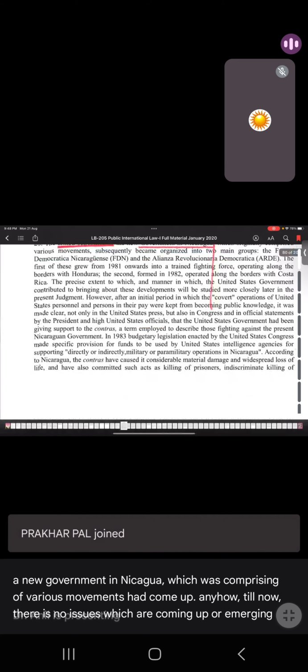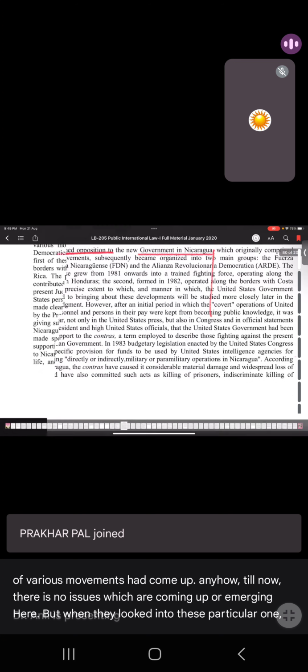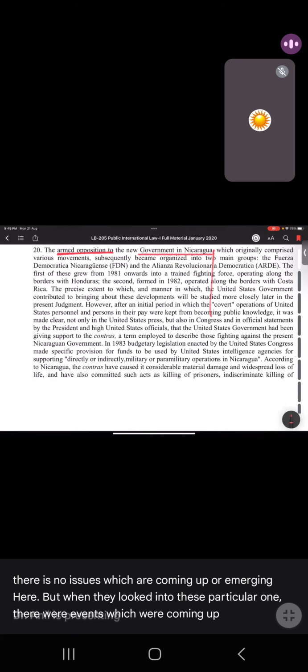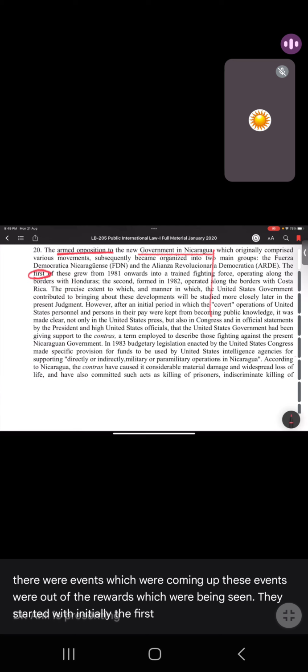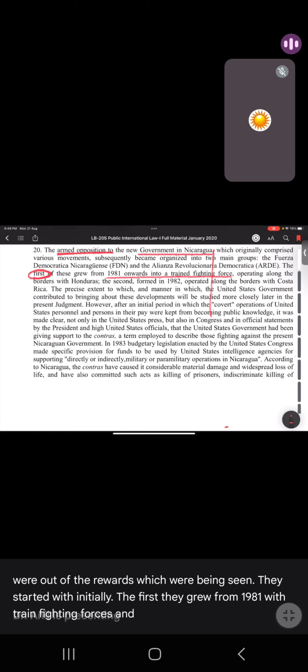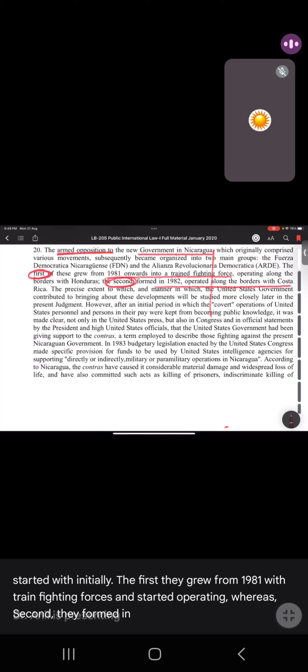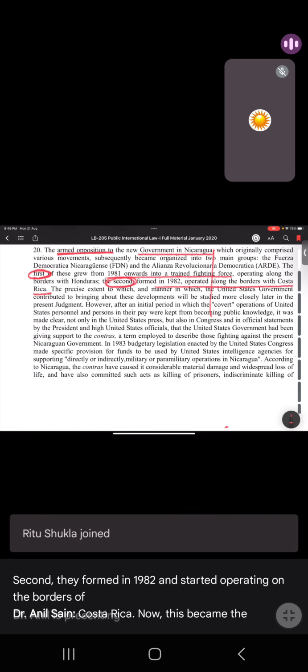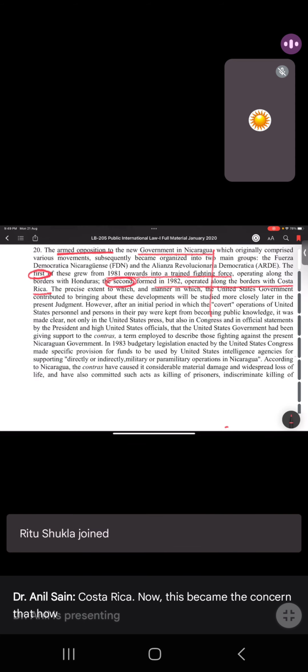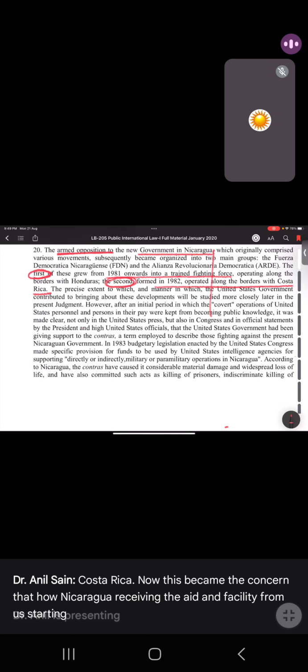But when they looked into this, there were events coming up out of the revolts being seen. The first grew from 1981 with trained fighting forces and started operating, whereas the second formed in 1982 and started operating on the borders of Costa Rica. Now this became a concern: how Nicaragua, receiving aid and facilities from the US, started carrying out its operations.